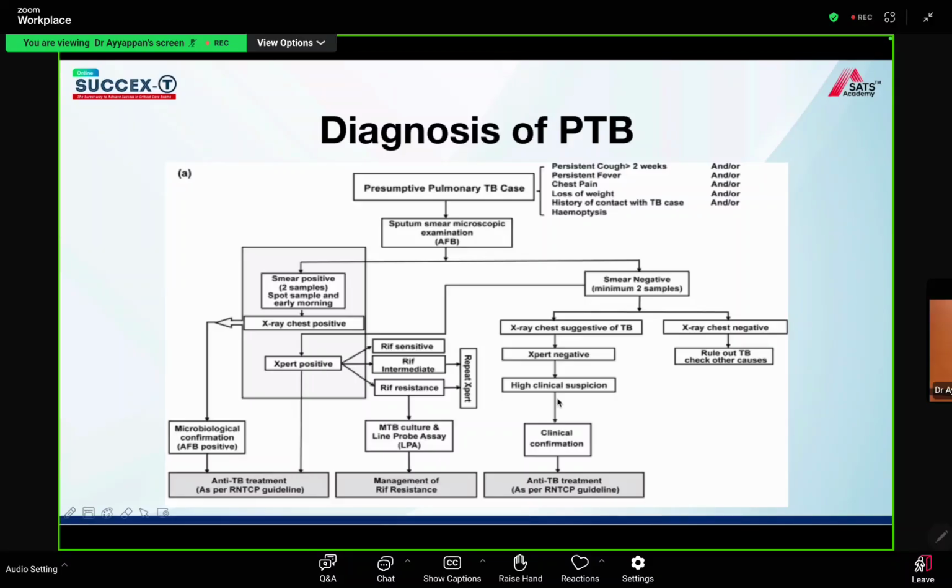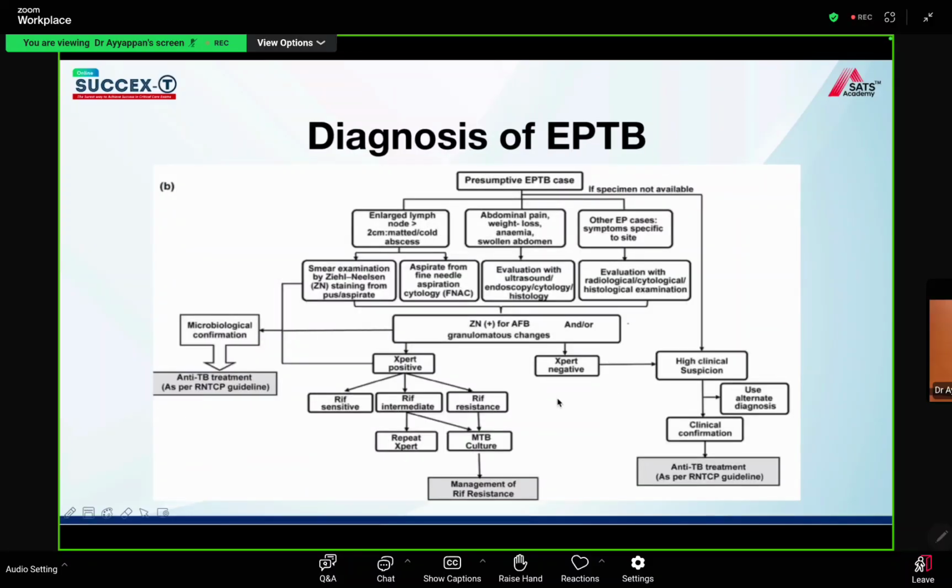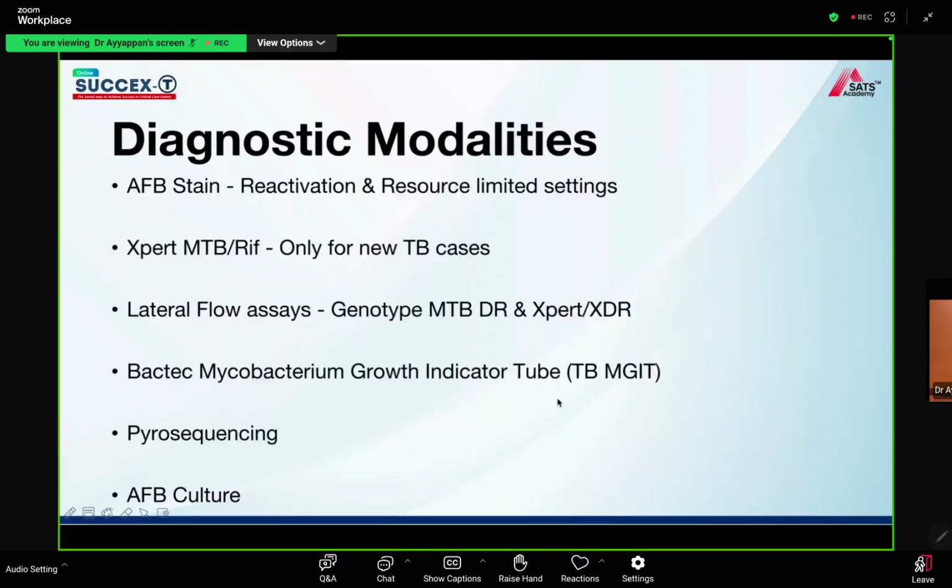The diagnosis is less practical and becomes your histopathological examination, where a clinical diagnosis is supported, followed by histopathological evidence of a caseating granuloma, which most often confirms the diagnosis of extrapulmonary TB rather than your GeneXpert and AFB smears becoming positive. So in all these cases, you can start them empirically on ATT if you have a high clinical suspicion supported by radiological evidence. So what are the diagnostic modalities?